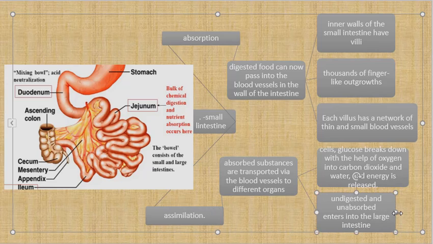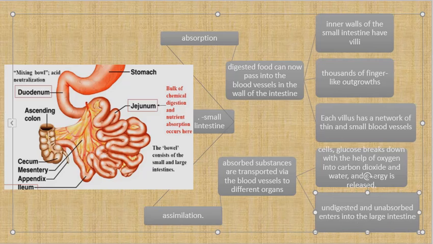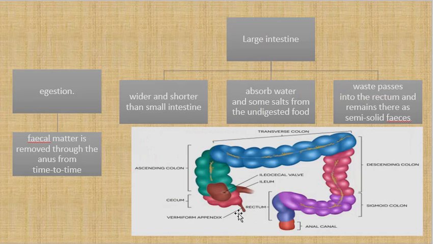Undigested and unabsorbed food enters the large intestine. What is the large intestine? This is the large intestine. Here the large intestine ends in the rectum and the anal canal, the excretory system. The small intestine gives the food to the large intestine. So the cecum and the ascending colon are there, the transverse colon is there, the descending colon is there. Ascending goes up, transverse passes horizontally, descending comes down. So it has an ileum and a valve also.